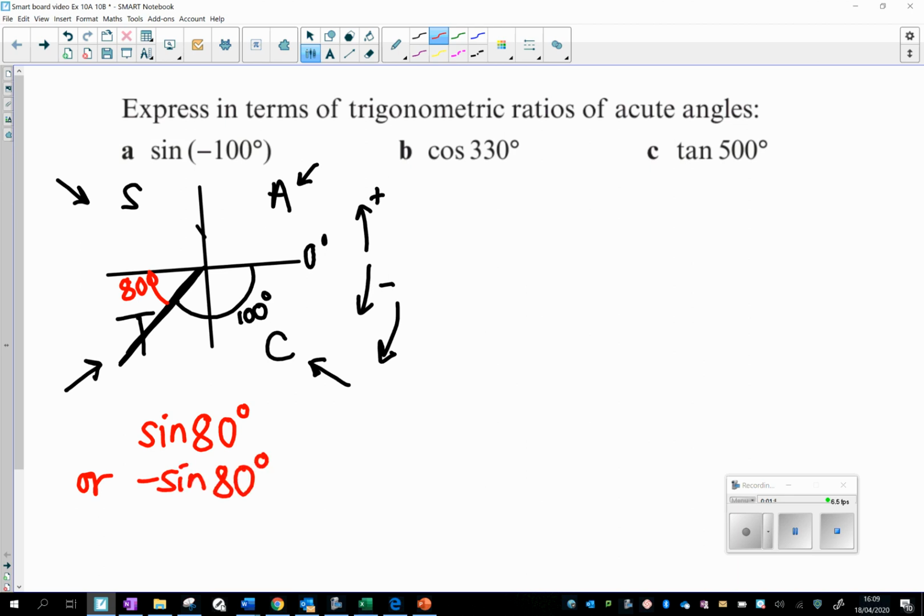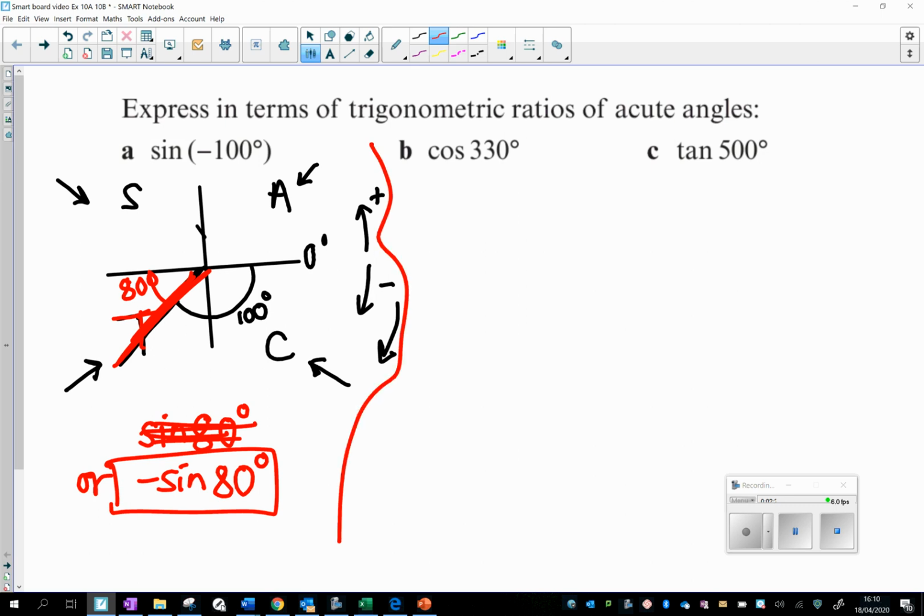Well, what we do now is we look at which section this line has been drawn in. We can see that the line is in the T section, which means that tangents will be positive, but which means that sines and cosines will be negative. So in fact, sine of minus 100 degrees can't be sine 80. It must be the same as minus sine 80 degrees. Okay, let's go on to the next one.